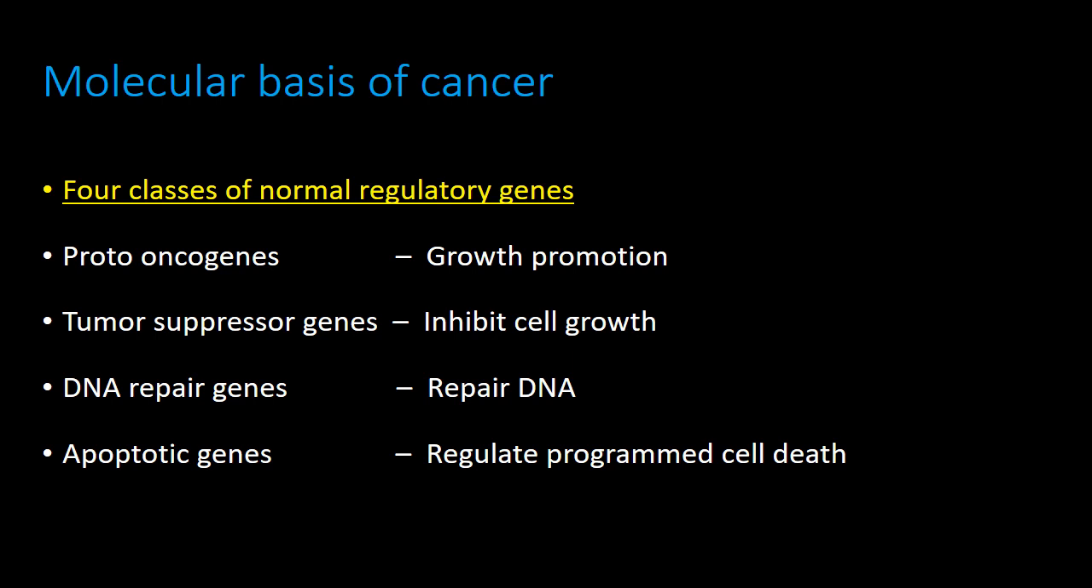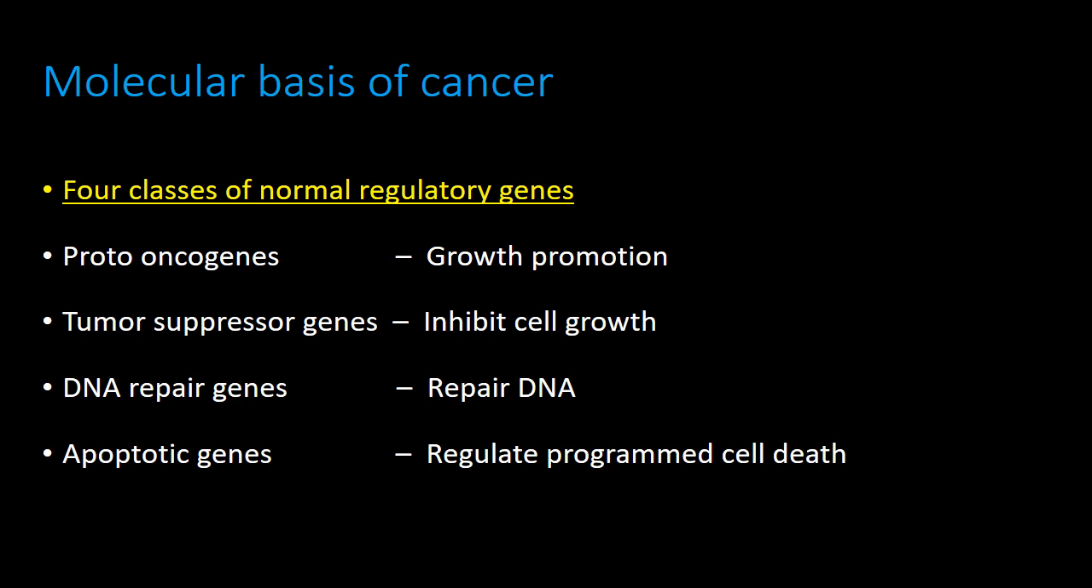The second category is tumor suppressor genes. The function of these genes is to inhibit the cell growth. So under the influence of proto-oncogenes, a cell will grow and divide. Once the growth is enough, tumor suppressor genes will kick in and send a signal to the cell so that the cell growth is inhibited. So it maintains a perfect balance between proliferation and suppression of that proliferation. And the third set of genes is DNA repair genes.